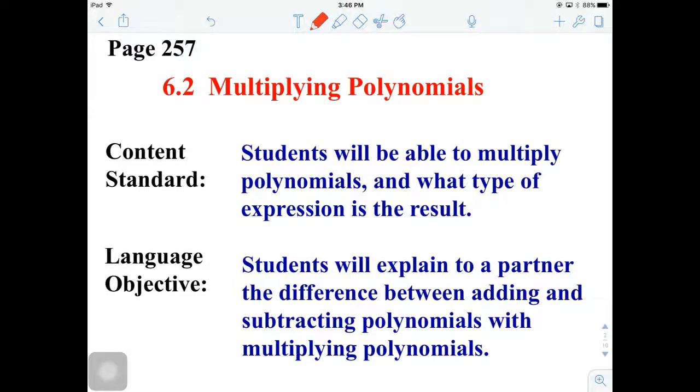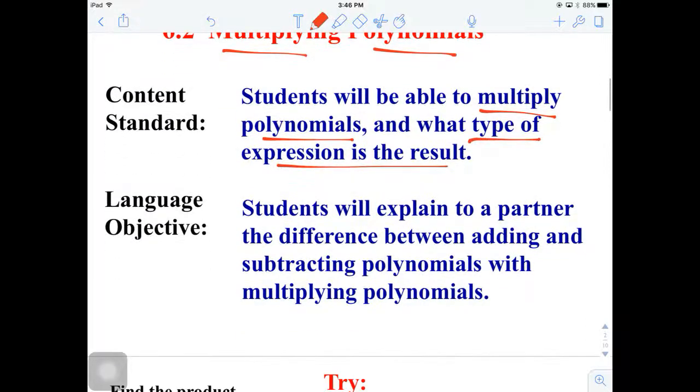Hi, in 6.2, we're going to be learning how to multiply polynomials. So we just finished adding and subtracting polynomials, and now we're going to multiply. So you're going to be able to multiply monomials by various polynomials or binomials by trinomials, and then see what type of result the expression is.